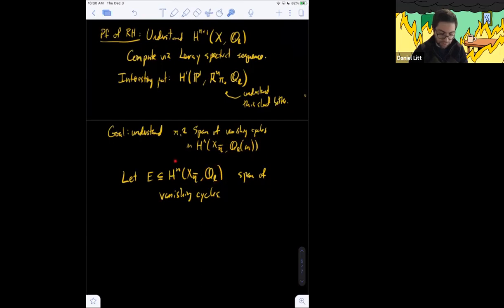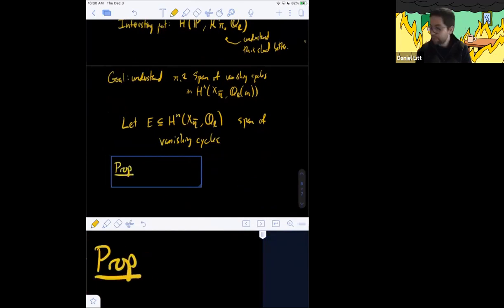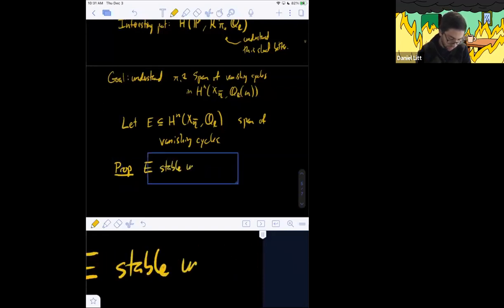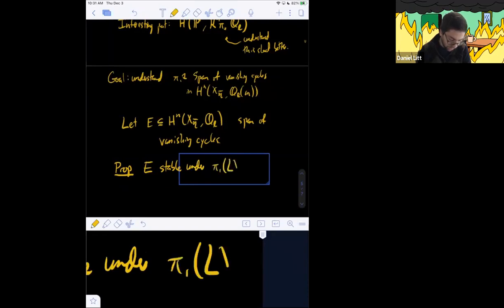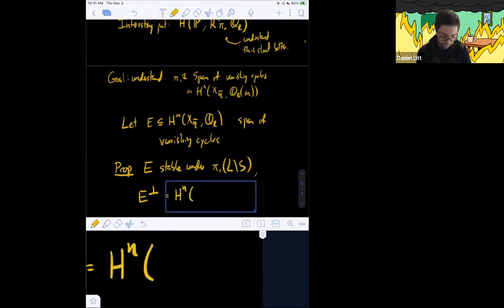So the vanishing cycles themselves are no longer well defined in here, but their span is still well defined, because if you change the generator of Q_ℓ(M), you just multiply everything by a constant. So we're going to understand this span of vanishing cycles. So the proposition is that E is stable under the action of π1, and the orthogonal complement to E under the cup product pairing coming from Poincaré duality is precisely the part of H^n(X_η̄, Q_ℓ) fixed by π1.